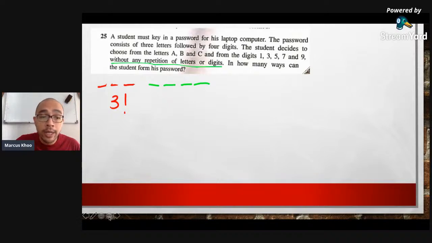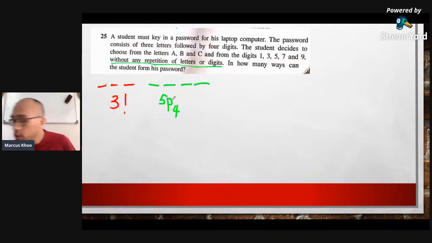Green color, how many numbers are there? There are 1, 2, 3, 4, 5 numbers, but I only want to choose 4 numbers. I not only want to choose, I also want to arrange. So this would be 5P4. You find that 3 factorial will be 6, and 5P4 will be 120.